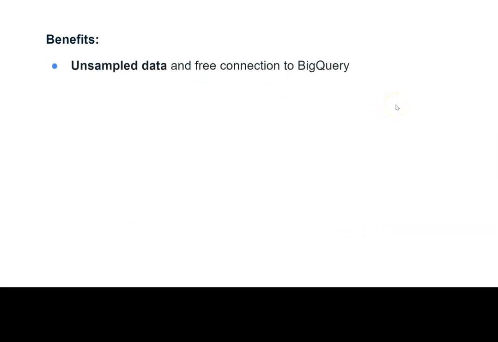So the first great benefit is that it has unsampled data. In Universal Analytics, you may have run into sampling. That is simply when you have a large number of hits coming into the accounts. It samples massively, and you would have had to maybe pay for Analytics 360 to have that unsampled data. However, in GA4, that limit is no longer there, and you have unsampled data in your reports, which is great.